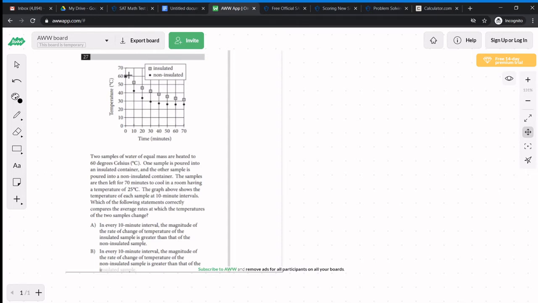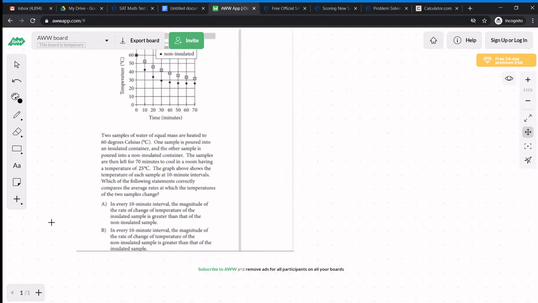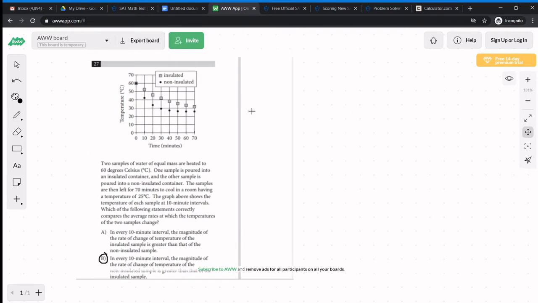Well, I mean, if you just look at it, the insulated sample is changing less, right? That means the magnitude of change is lower. The magnitude is just the extent to which it changes. So because of that, we know that this is false. However, B is saying the exact opposite, that the non-insulated container is changing more rapidly with greater magnitude than the insulated sample, so we know that B is correct. Again, it's just looking at a graph.